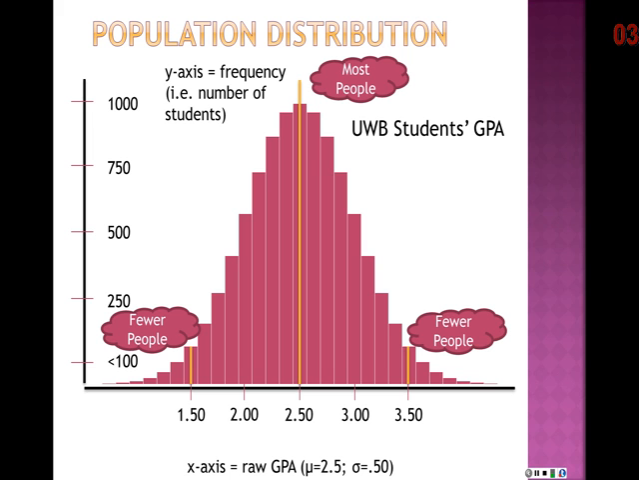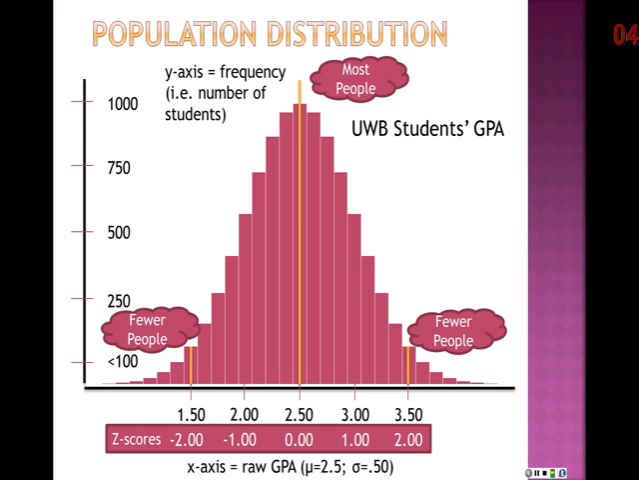So the bulk of students are clustered in the middle, and that's exactly what a distribution is. It shows the extent to which people are clustered in the middle, and fewer people are in the tails or have different GPAs than average.